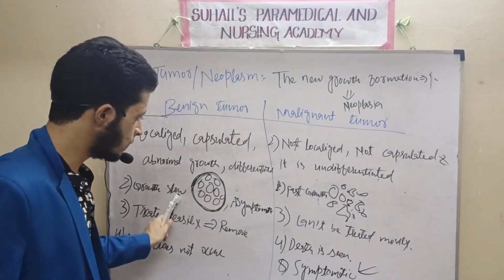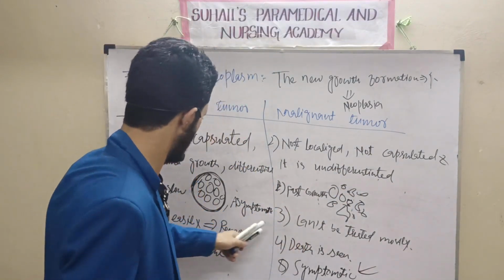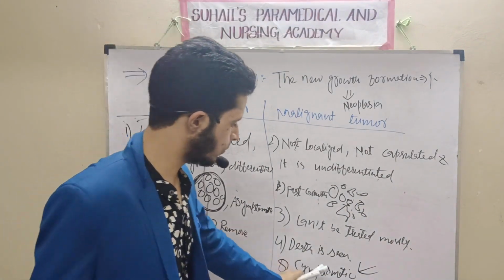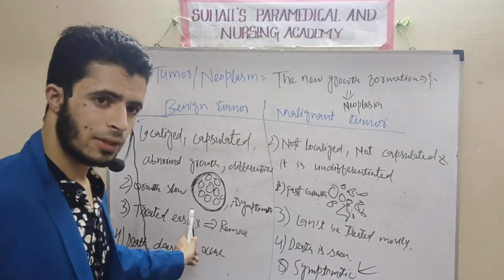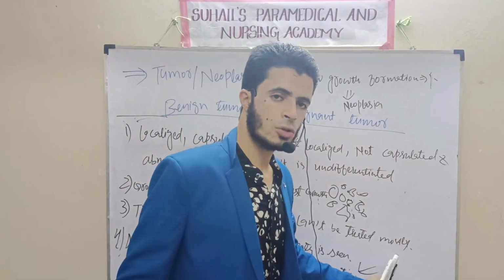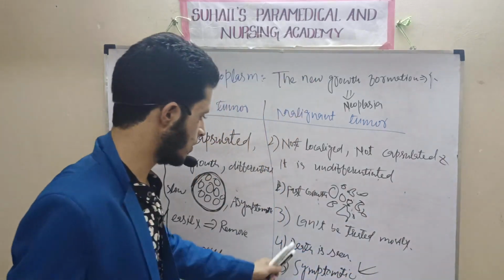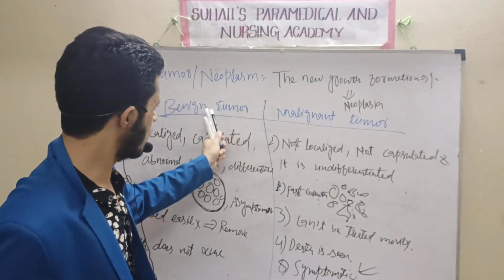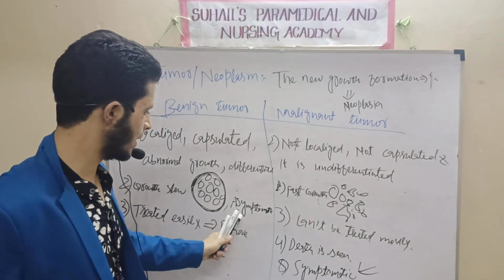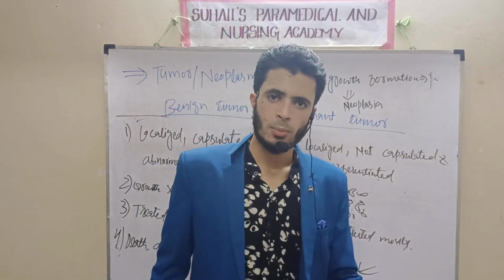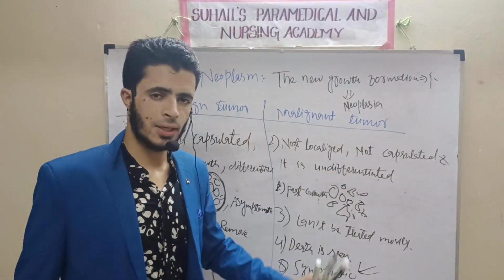Here, its growth is very slow. Here, the growth is very fast. Here, it is asymptomatic; symptoms are not mostly seen. Here, it is symptomatic. Here, the treatment is very easy. We can remove the tumor. Here, the treatment is not so easy. Why it is not so easy, I will tell later. Death does not occur in the benign tumor except if the tumor is at the nervous system or blood vessels. Death is sure in most cases of malignant tumor.